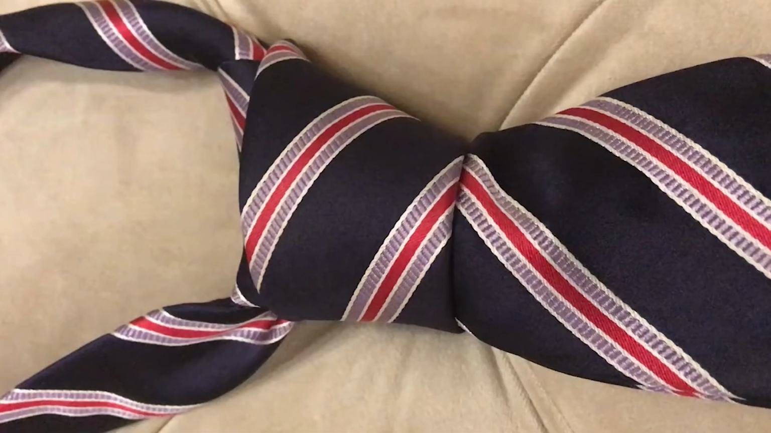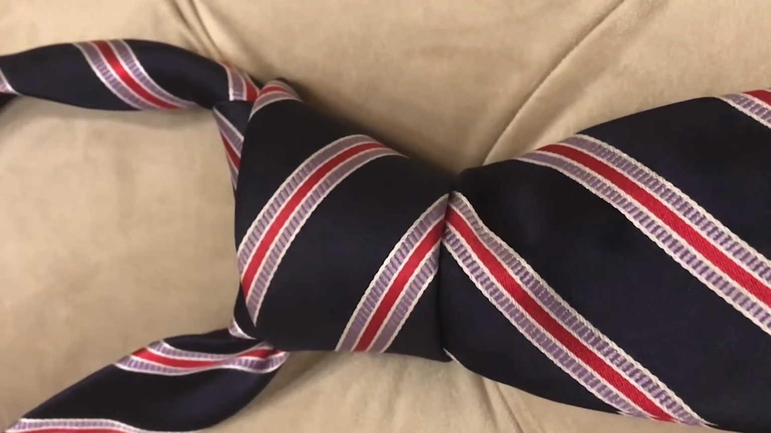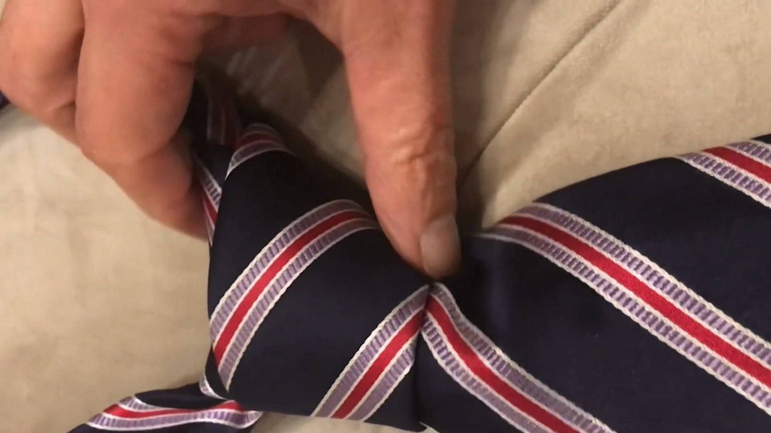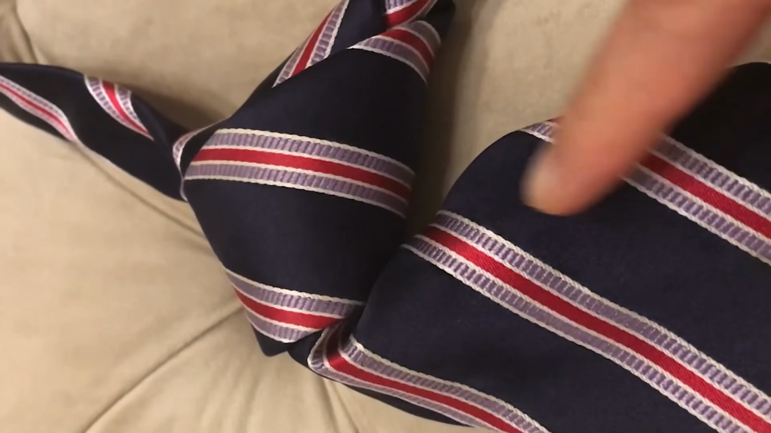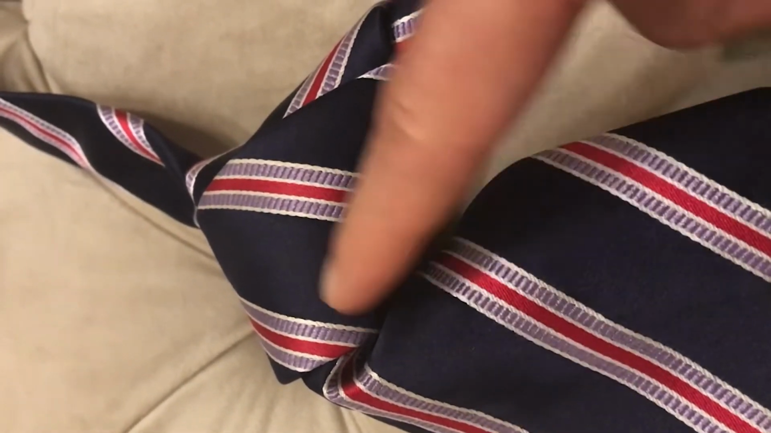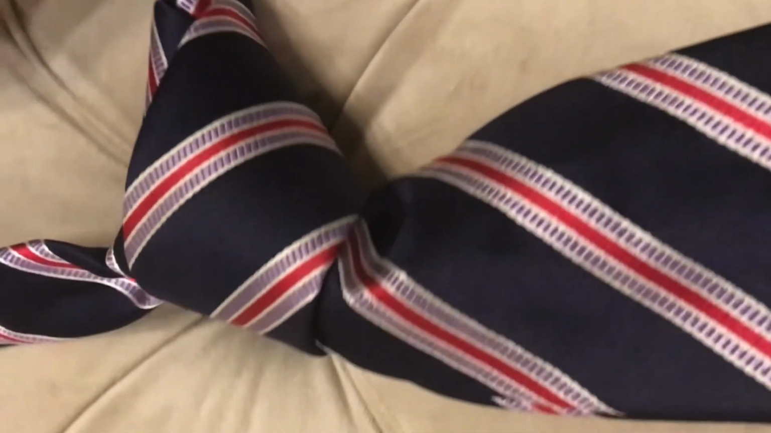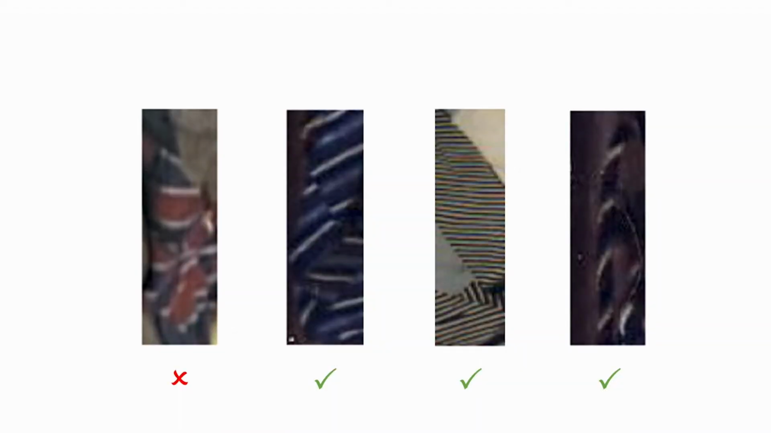Another strange thing you might observe is the stripes on the knot appear to go in the opposite direction to the tie stripes. So what on earth is going on here? Well, look at it like this. If I bend the knot over, it's actually in line with the tie stripes. So using this trick, we can work it out.